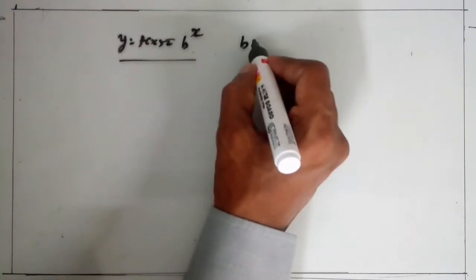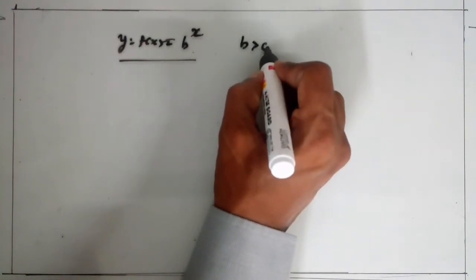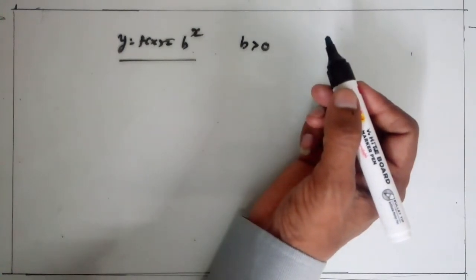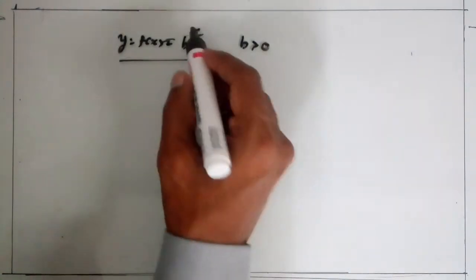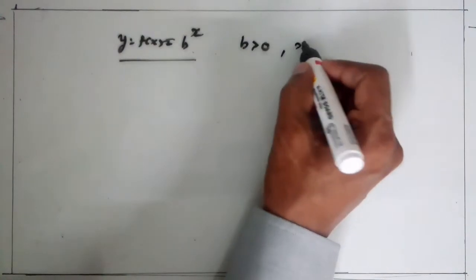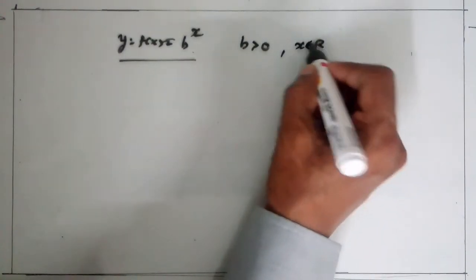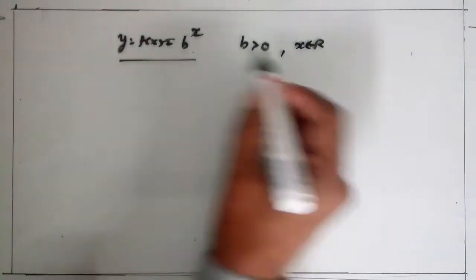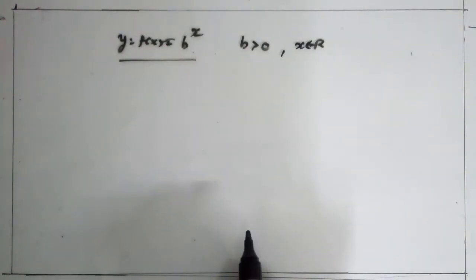Here b is always greater than 0 and x belongs to R, that is, x is any real number and b is always positive.